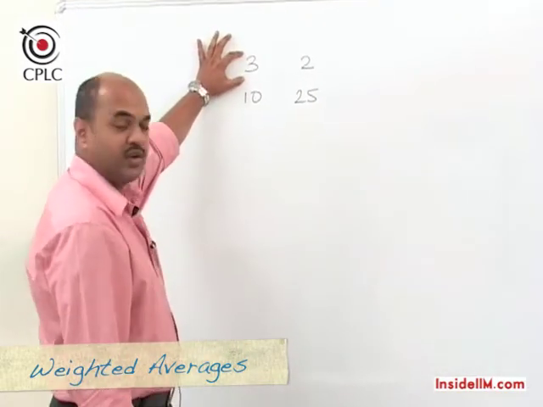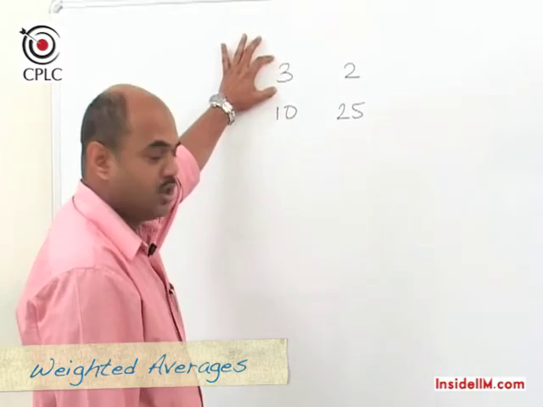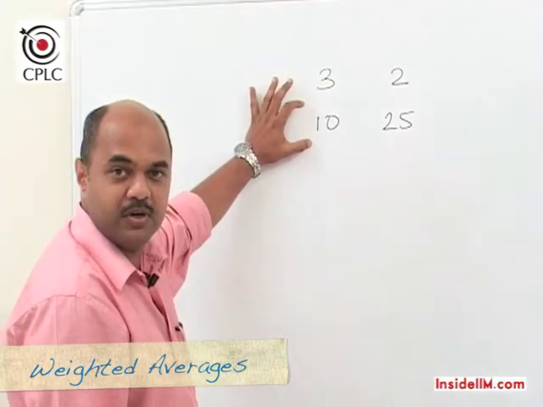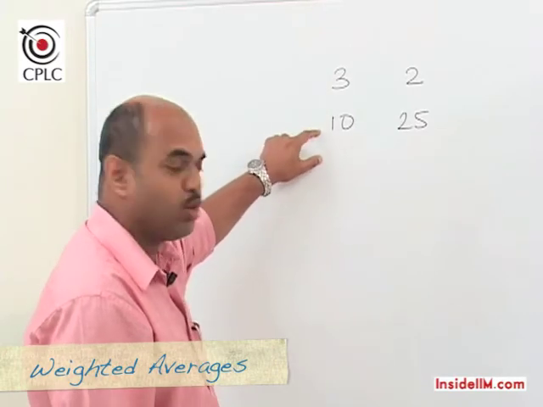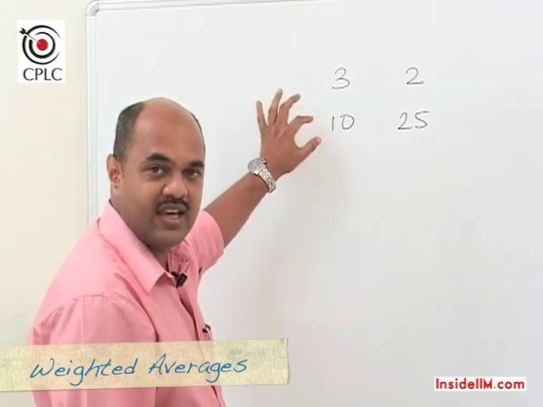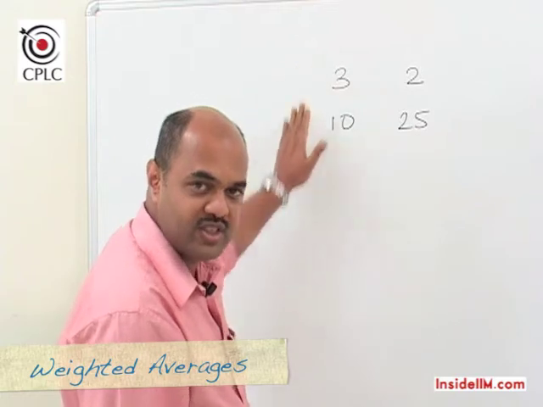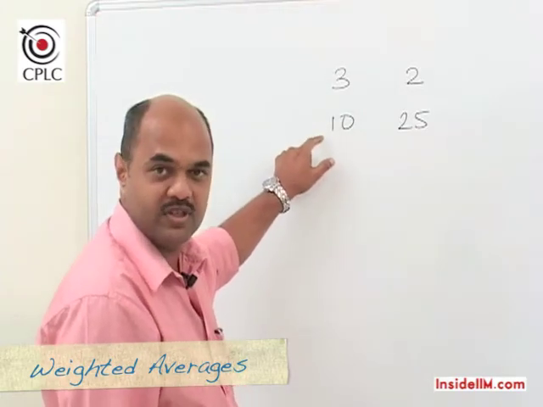Suppose I say 3 kgs of sugar costs 10 rupees per kg. The moment I say 10 rupees per kg, it means the average price of sugar of this variety is 10 rupees.